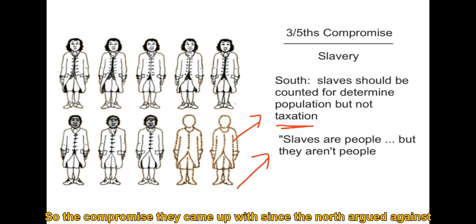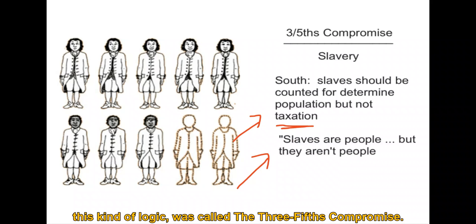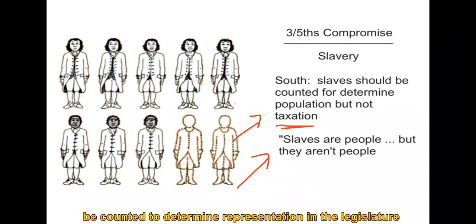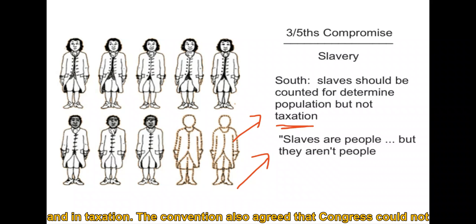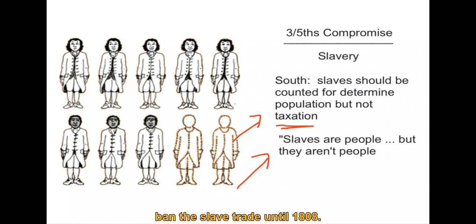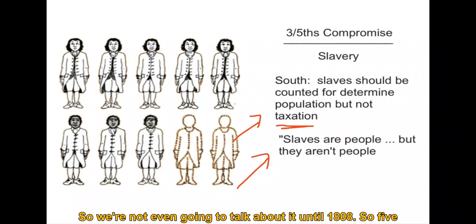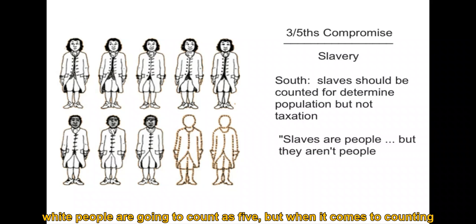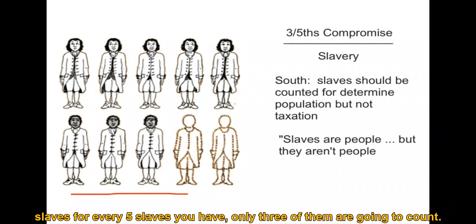So the compromise they came up with, since the North argued against this kind of logic, was called the Three-Fifths Compromise. And here's what it said. 3/5 of the slave population would be counted to determine representation in the legislature and in taxation. The convention also agreed that Congress could not ban the slave trade until 1808. So we're not even going to talk about it until 1808. So 5 white people are going to count as 5. But when it comes to counting slaves, for every 5 slaves you have, only 3 of them are going to count.